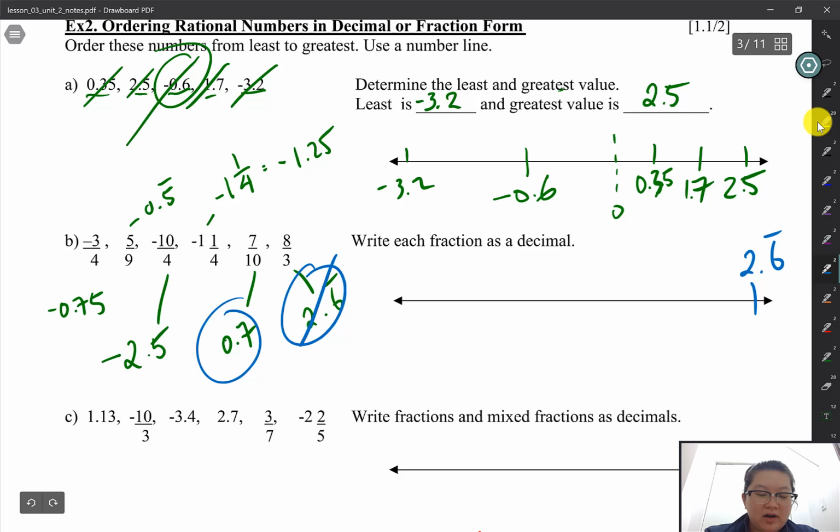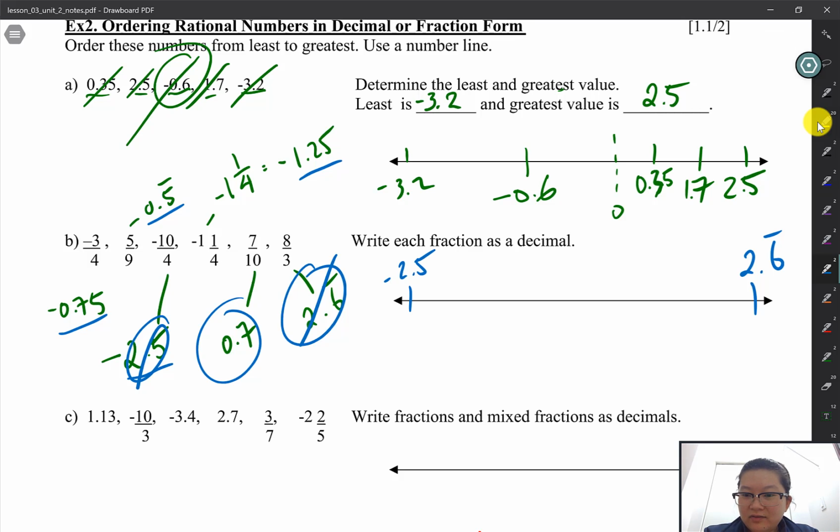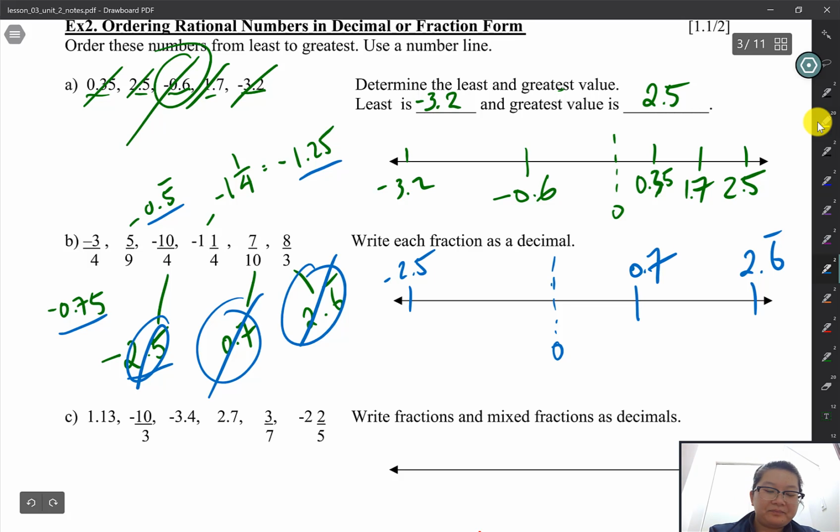My lowest numbers, my negatives, are going to be these guys. And the most negative one is going to be this one, negative 2.5. Okay, so I got the two ends of my spectrum. Again, I like to have the decimal, and I like to have the 0 point here. And then everything in between, I have 0.7, which I can just easily slap on over here.